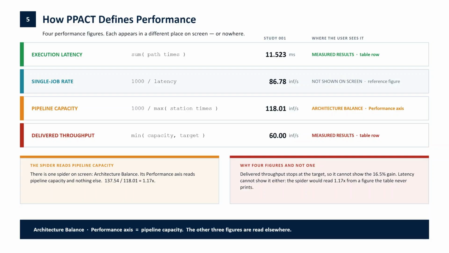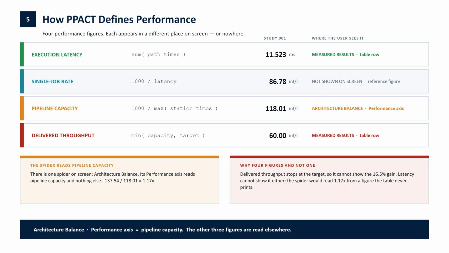With faster memory, both execution latency and pipeline capacity improve. Delivered throughput, however, remains unchanged. The system was already able to satisfy the application target of 60 inferences per second. This is why saying only that performance improved by a certain percentage can hide important system information. Whether one job finishes sooner, whether sustainable processing capacity increases, and whether the application actually receives more results are three different engineering questions. PPACT Studio does not collapse those questions into one performance score.